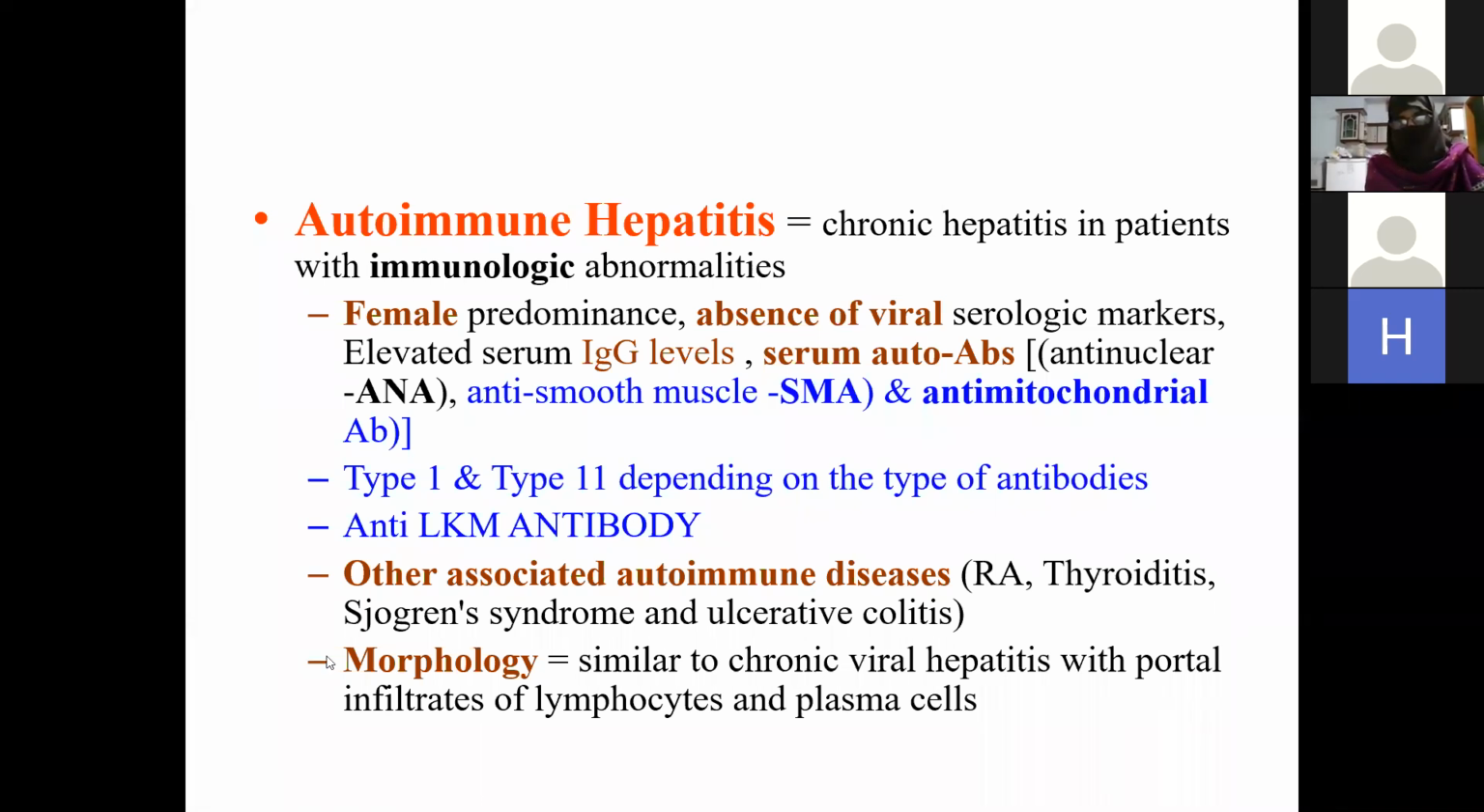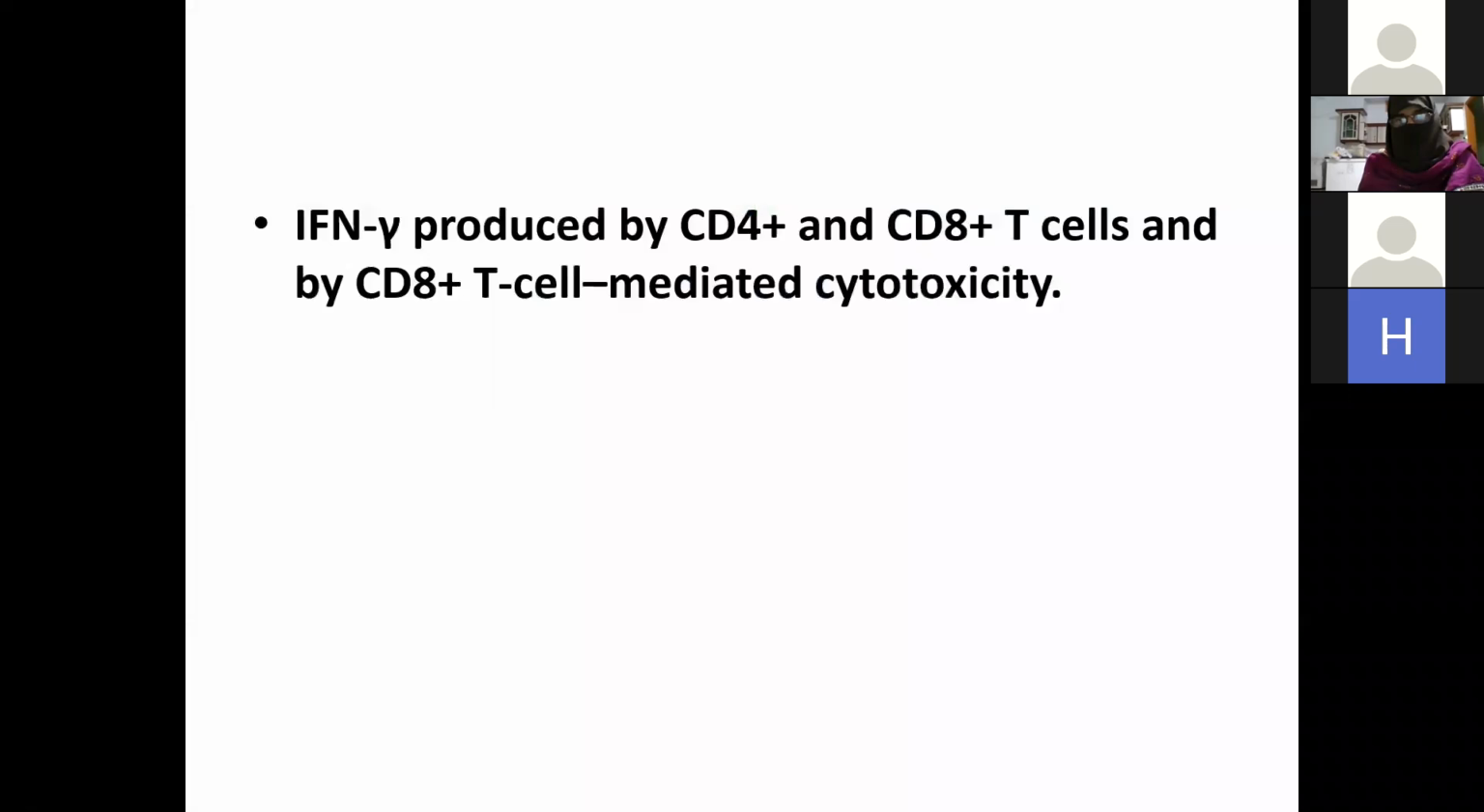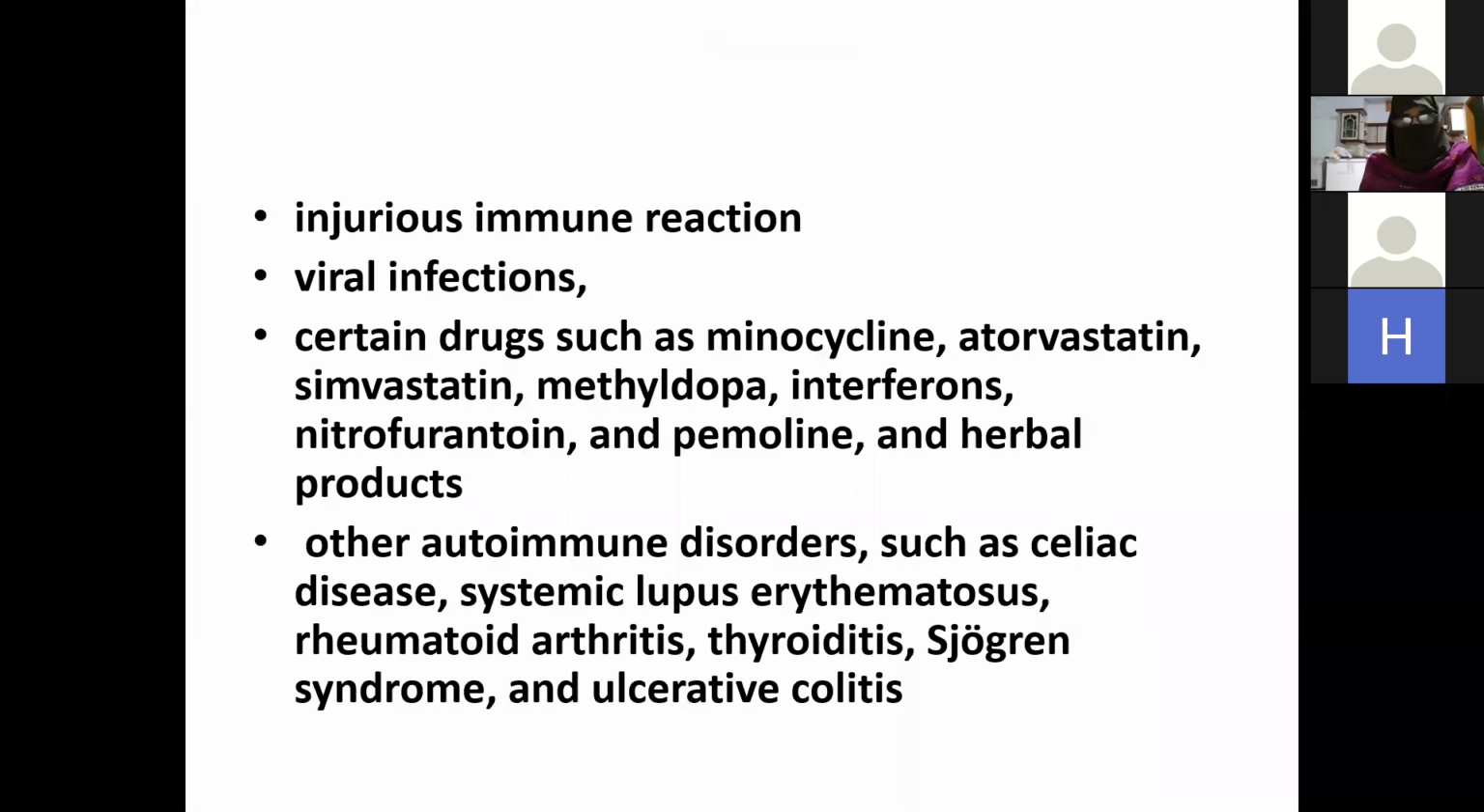So morphologically, the features are very much similar to viral hepatitis, but there is predominance of lymphocytes and plasma cells. There are triggering factors, which may be viral. Autoantigens are slightly different, and there are genetic and immune regulatory mechanisms. There is interferon gamma produced by CD4 and CD8 cells, and it is basically the overactivity of CD8 T cell mediated cytotoxicity which causes injury. Injurious agents can be viral infection, certain drugs, and other autoimmune disorders. The patient is prone to develop other autoimmune disorders.